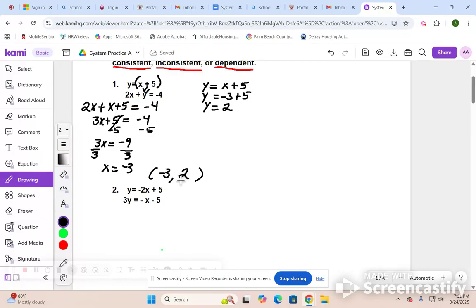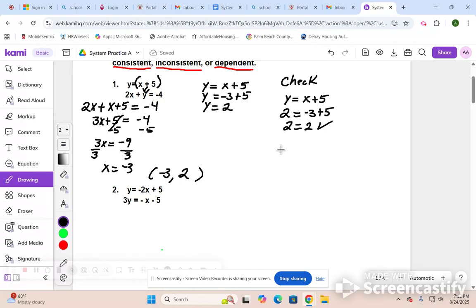Now let's check. Especially if you're taking a test, you want to be sure that you gave the right answer. So let's check if that is correct. I'm going to copy the top equation, and then replace x with -3 and y with 2. 2 equals -3 plus 5. Do you see that 2 equals 2? So it does work, but it has to work in both equations.